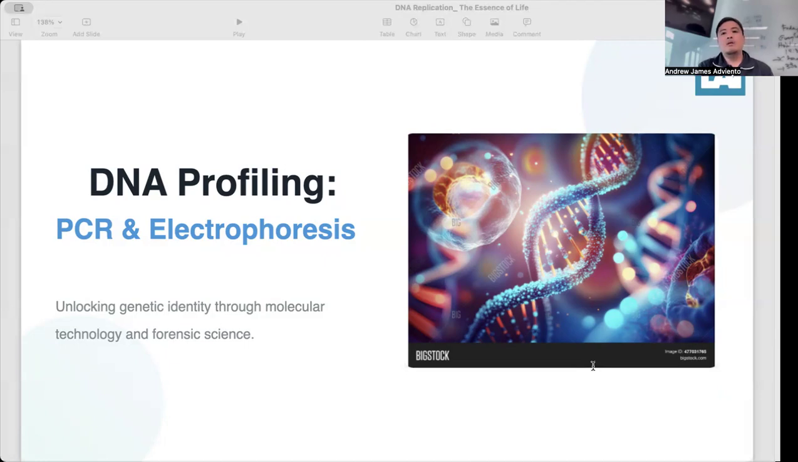We will look at how we take a microscopic biological sample and turn it into a unique genetic barcode that can solve crimes or settle family histories. To do this, we need to master two key laboratory techniques: PCR and then gel electrophoresis.